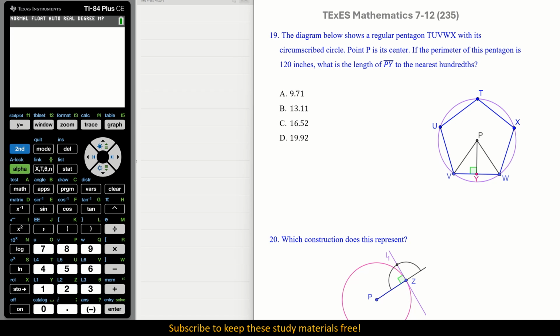Okay, I have taken the liberty of drawing in a triangle that we can use. First, we know that this distance that I drew for the triangle, those are going to be congruent, right? So there's a lot going on here, but we need all this information and we can find it just from the fact of the shape itself and this perimeter of 120.